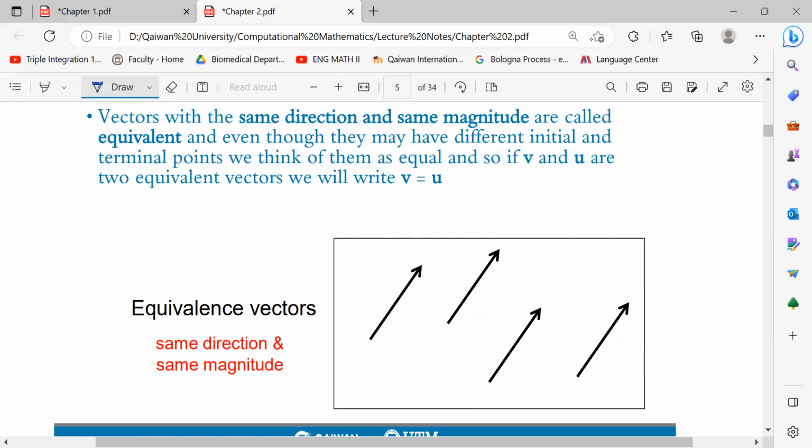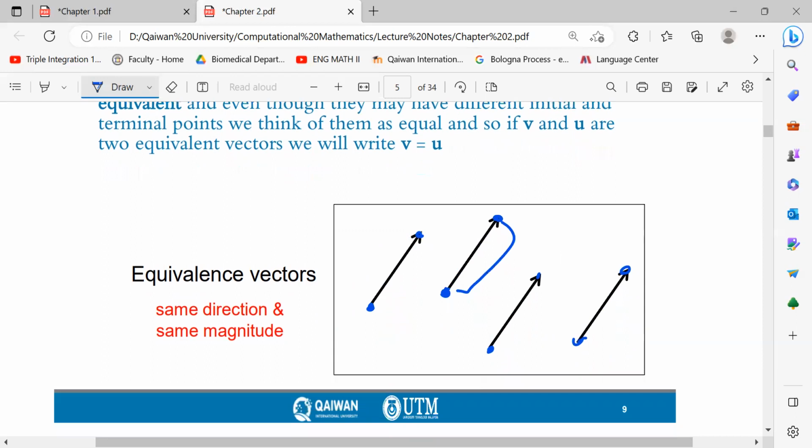Even if their initial and terminal points are not the same. Look, the initial and terminal points of this vector are here, and this one are here, this one are here. Even if the initial and terminal points are not equal, if the vectors have the same length and the same direction, we say those two vectors are equivalent.